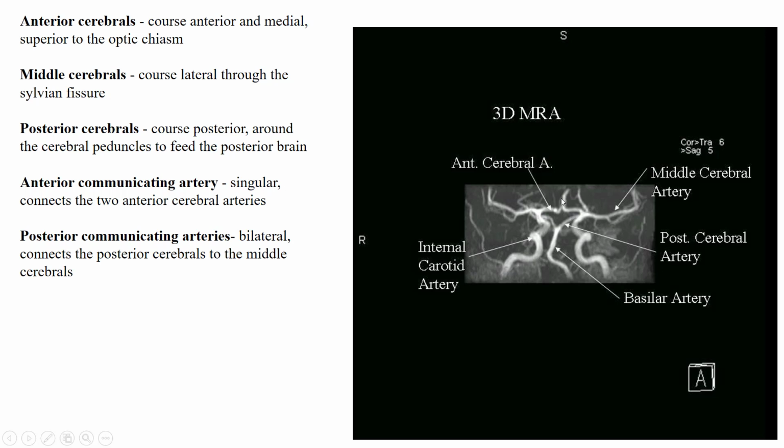So the anterior cerebrals course anterior and medial, so they start coming towards the midline of the brain, superior to the optic chiasm, and I showed you that before, superior to the optic nerves. The middle cerebrals course lateral through the sylvian fissure, right there. The posterior cerebrals course posterior around the cerebral peduncles to feed the posterior brain. The anterior communicating artery is singular, connects the two anterior cerebral arteries. And the posterior communicating arteries are bilateral. Both sides connect the posterior cerebrals to the middle cerebrals. And we'll move on to the venous structures next.